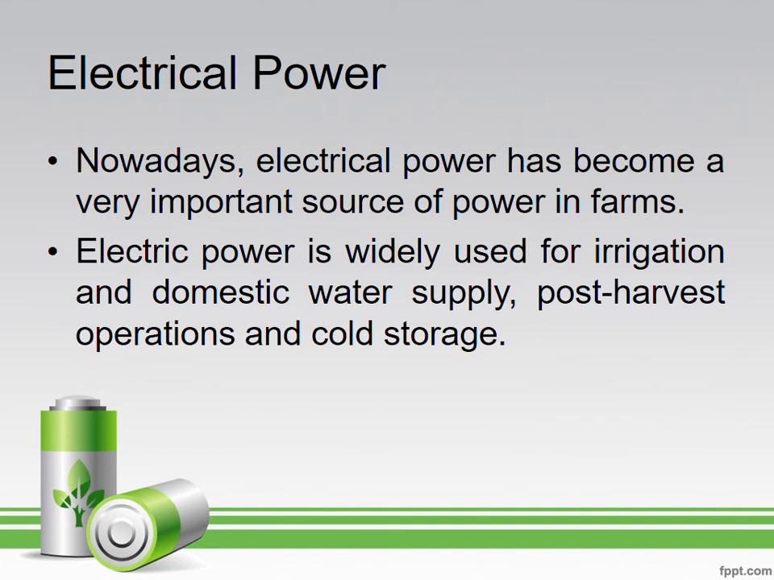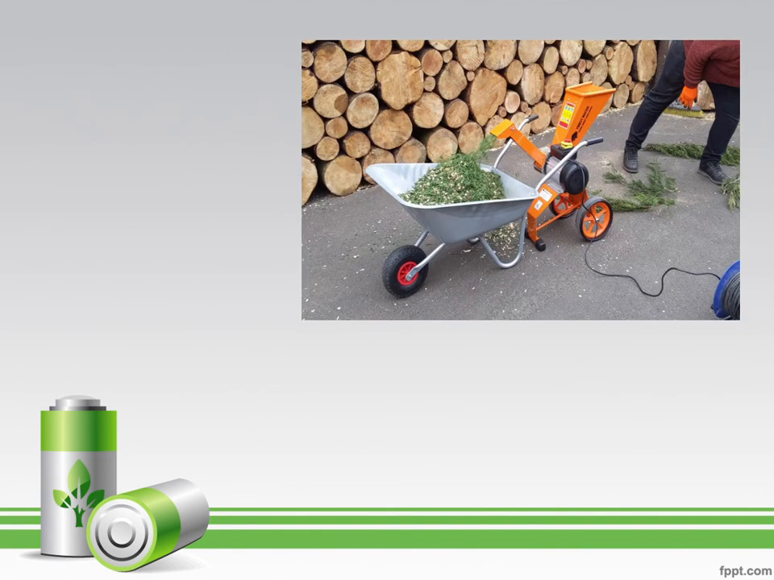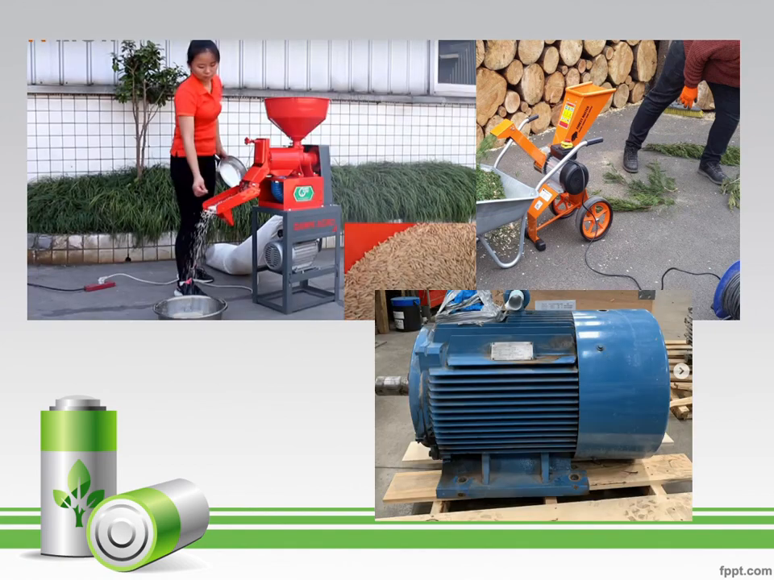For electrical power, ayan, ang electrical power is becoming an important source of power. Marami na ngayong machineries powered by electricity. Yan, ginagamit for irrigation, domestic water supply, post-harvest operations, maraming post-harvest machineries, and for cold storage. An example of machines ay portable chipper, rice mill, and example of motor.